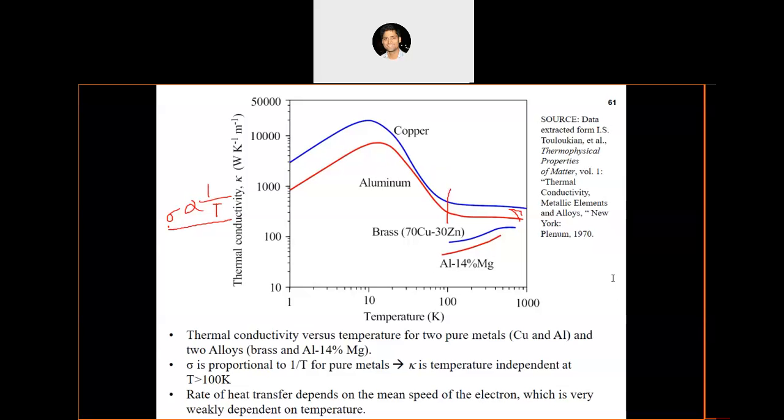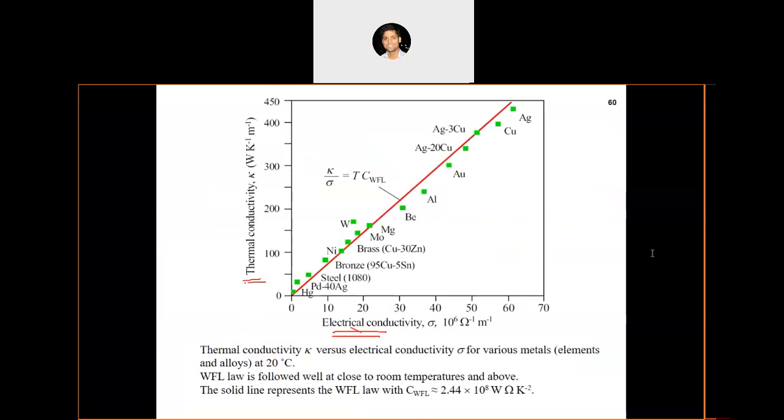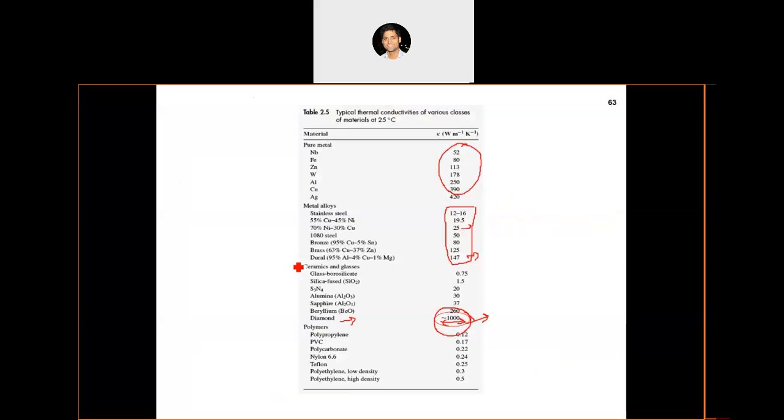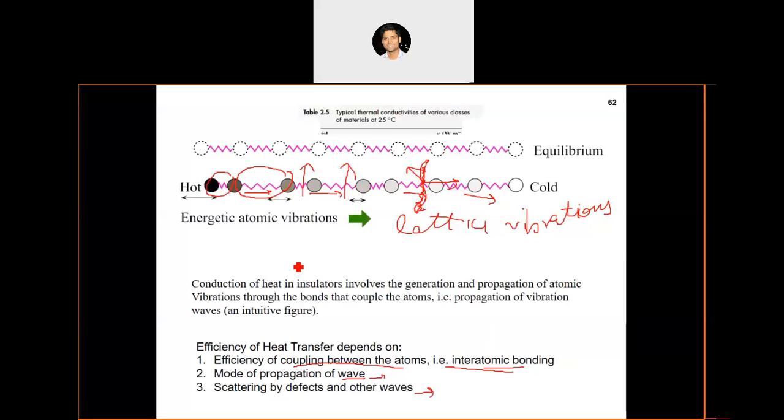How is the mode of propagation of wave a factor for heat transfer? Okay, so one question is about the mode of propagation. Let us look at this here. Where is the plot? Okay, so as I explained, the wave can either be traveling parallel to the direction of heat transfer, or it can also be traveling perpendicular to the heat transfer, right?